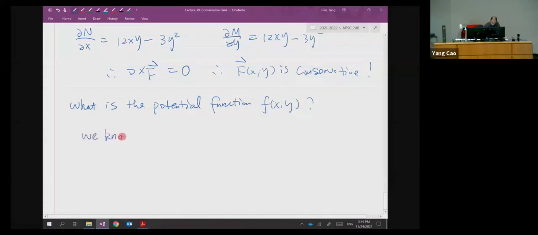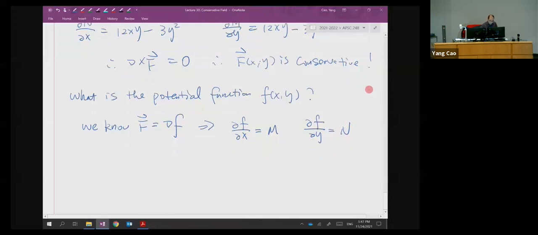So what do we know, right? What we know is the relationship between the conservative field F and the potential function small f. That basically means partial f over partial x equals M, and partial f over partial y equals N. This is the connection, and these are the clues that we're going to work with to find the small f. So you end up with two different conditions. We have to make use of both of these, but let's start from the first one.